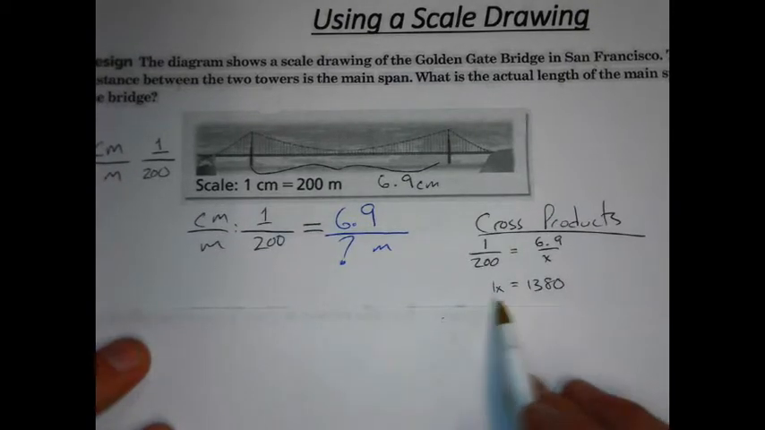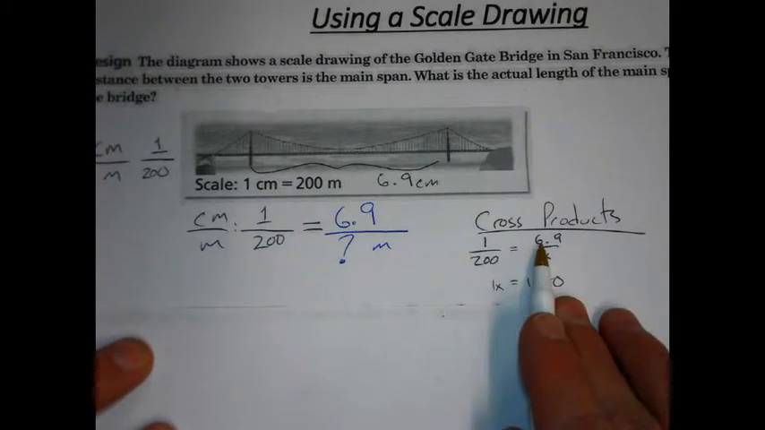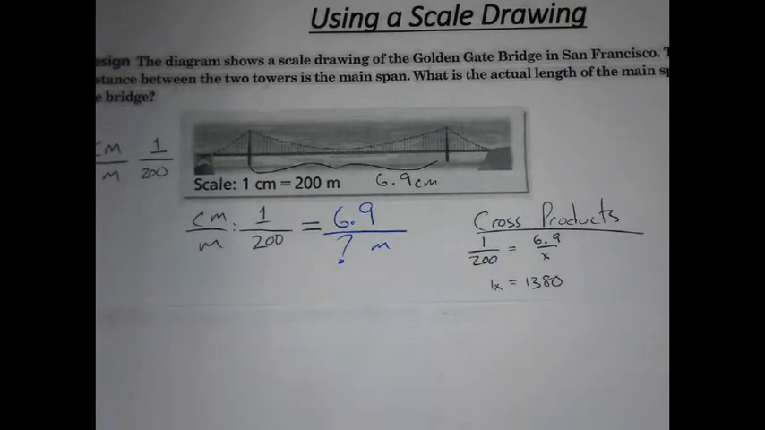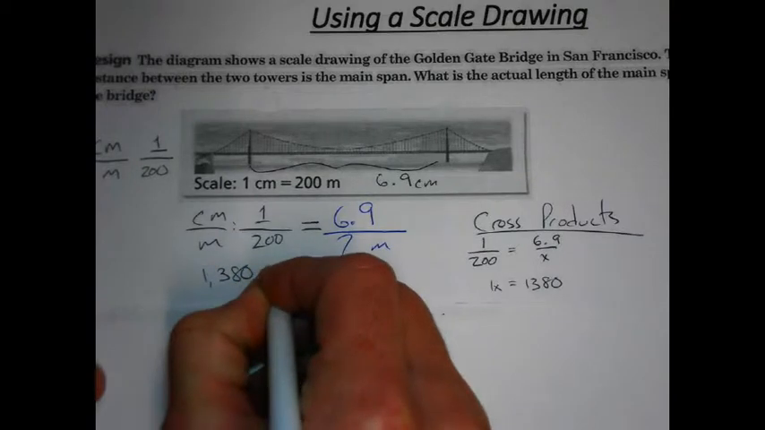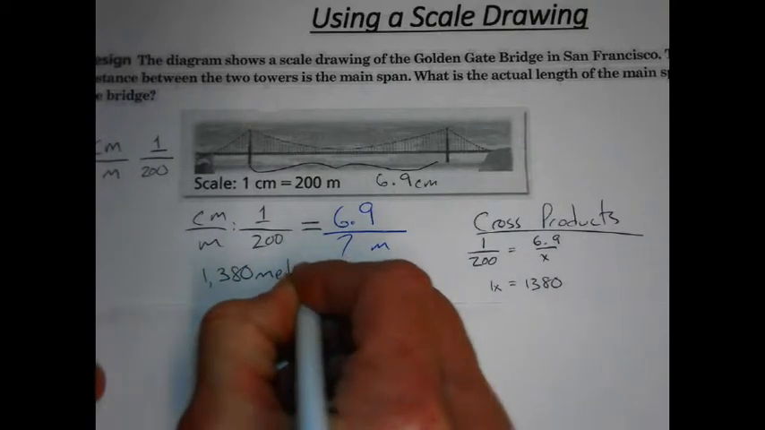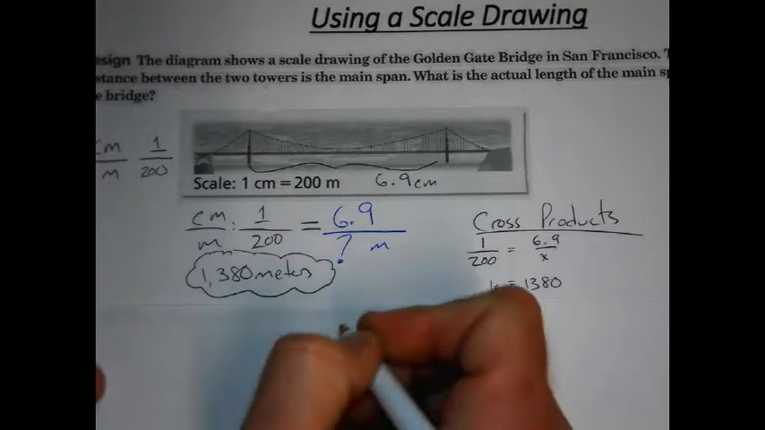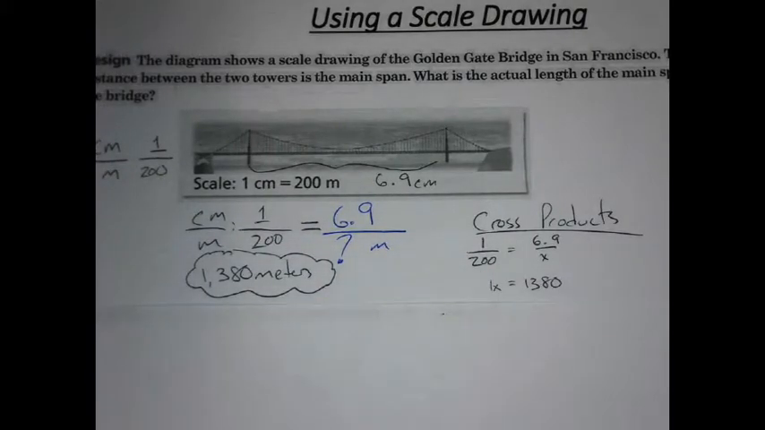We have to understand what this means. So 6.9 with a scale factor of 200 would result in 1,380 meters. Okay, so we're using scale drawings, we're understanding scale factor, and we're picking up where we left off, because what does this mean? This means this model is a similar figure to the actual bridge.